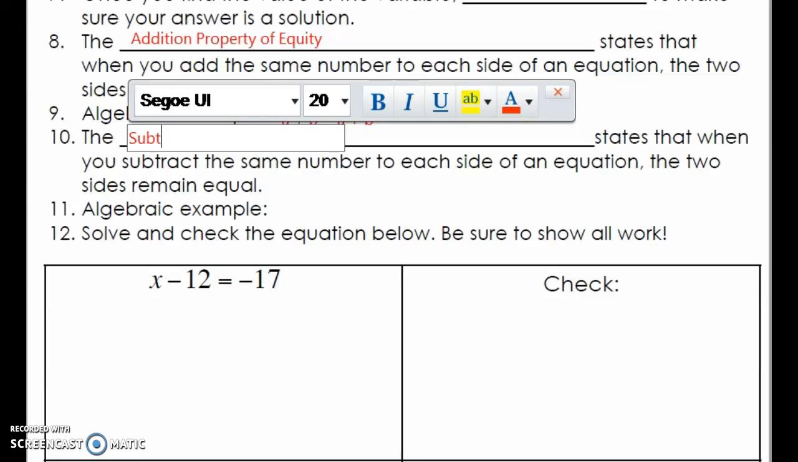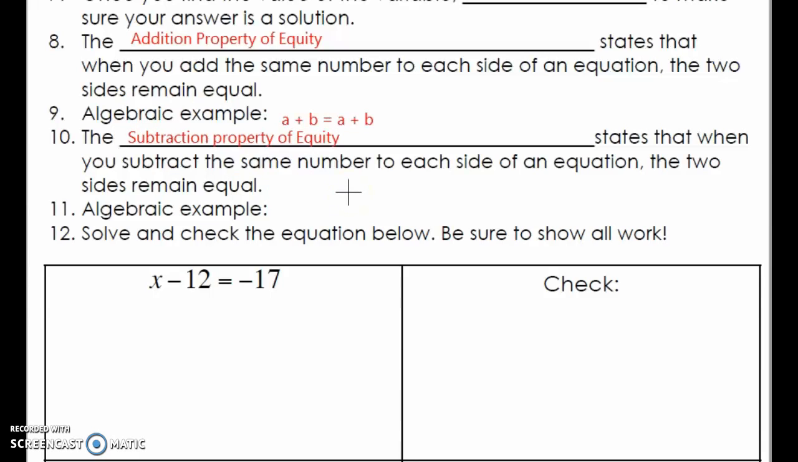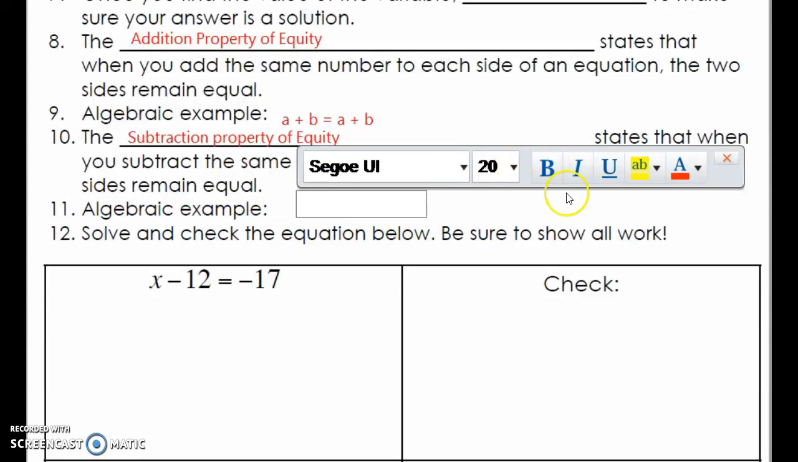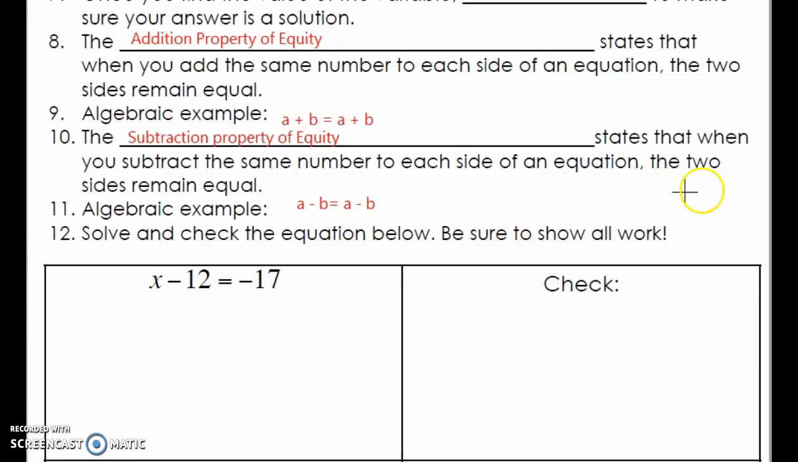Here's another example, though, the subtraction property of equality states that when you subtract the same number from each side of an equation, the two sides remain equal. We have to remember these things because it's going to help us solve equations. And our algebraic expression is A minus B equals A minus B. So in other words, if I subtract a B on the left, I have to subtract a B on the right. And I'm sure that will ring a bell as we do some practice problems.